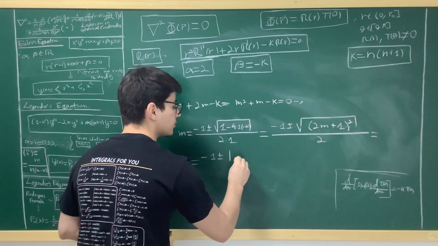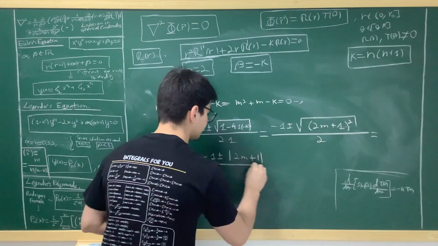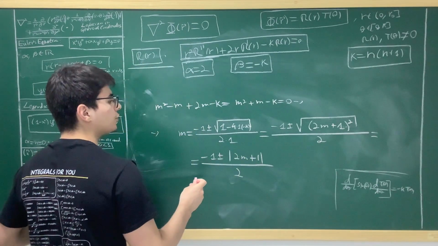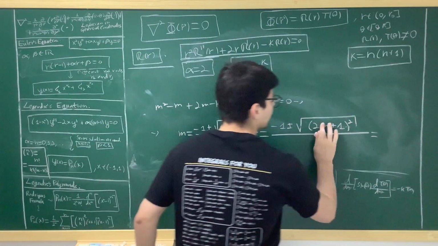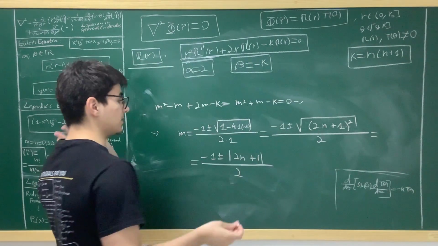It leaves us with the absolute value of 2n plus 1 over 2. I'm sorry, this should be an n, not an m. Yes, an n.